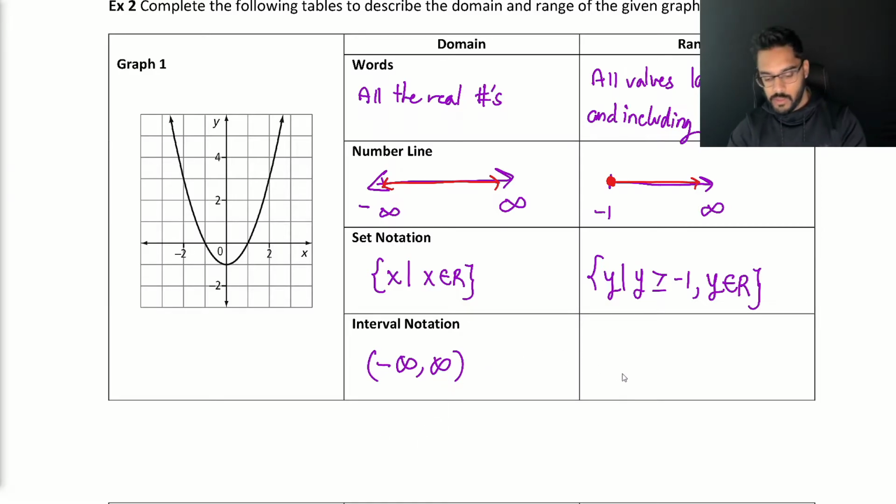If I do that for the range, my endpoint is -1. The other value I need to have is infinity. Now I can definitely reach that -1. I have to include it. It's on my graph. It's shaded in. It's continuous through that point. But infinity, you can never reach. So a rounded bracket. So there's all the possible ways we could do domain and range.